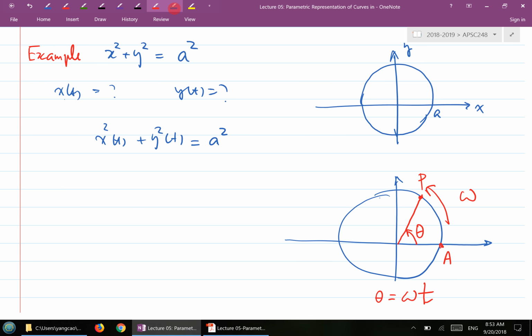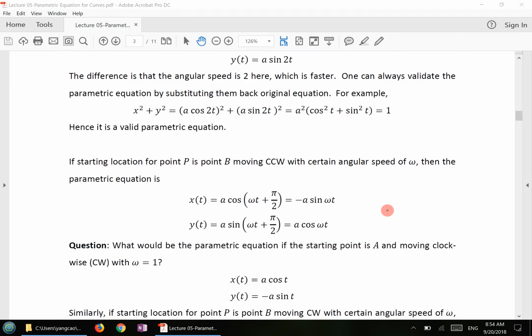Now, once I get the omega, I know what the theta is, so I would be interested in what the coordinates for the point P will be. And this is your radius A here. The coordinate P is essentially you project that P onto the x, y coordinate axes. So here is your x, here is your y.